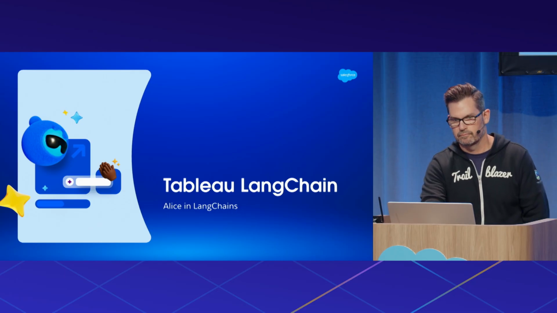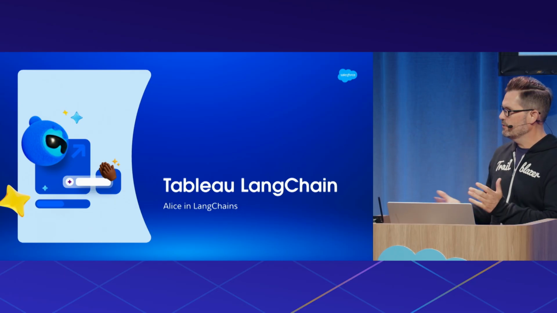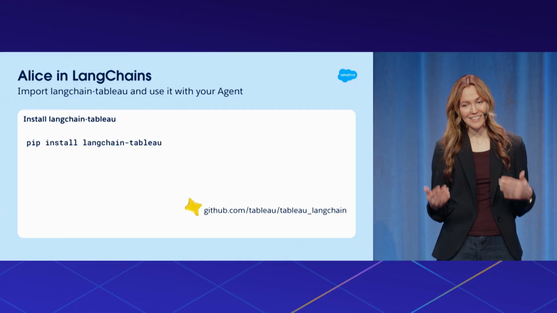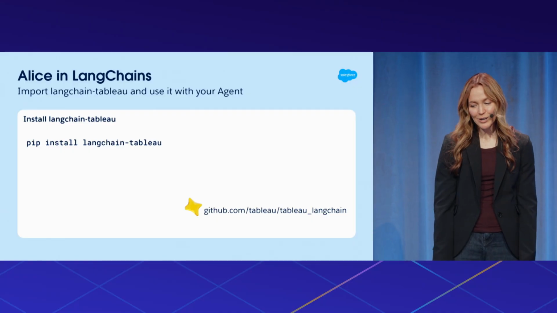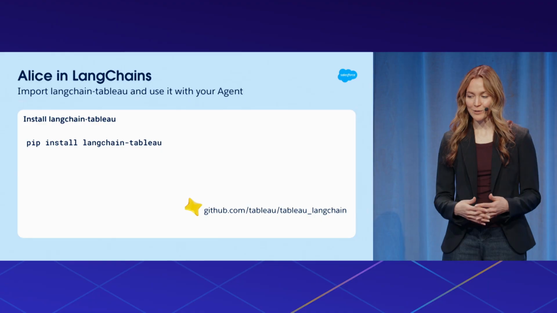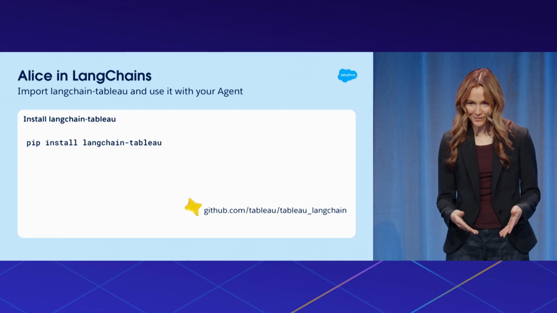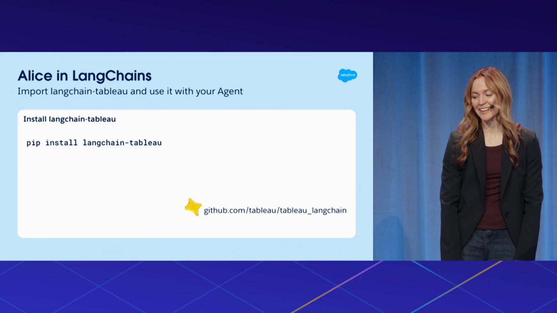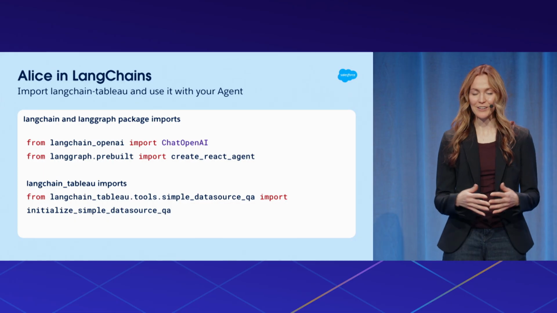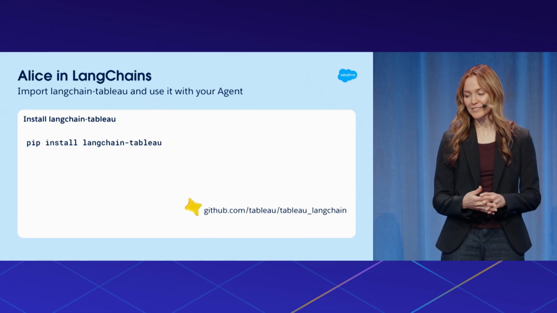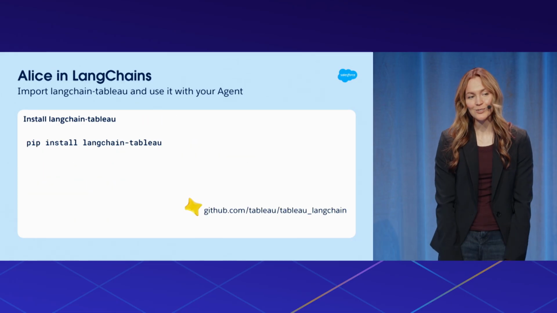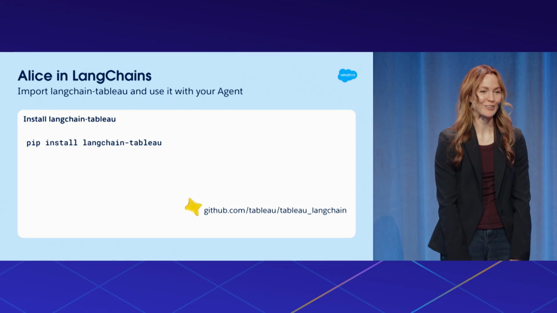Awesome. Okay, so Tara, go ahead and show us how this works in practice. Perfect. So we're going to take a look at a project called Alice in LangChains. So we're going to build an agent named Alice in LangChain. So we're going to start by importing the LangChain Tableau project. So we're going to use pip, so that means we're using Python. You can find this code at our GitHub at Tableau-LangChain. You can also search for the LangChain starter kit for another example.